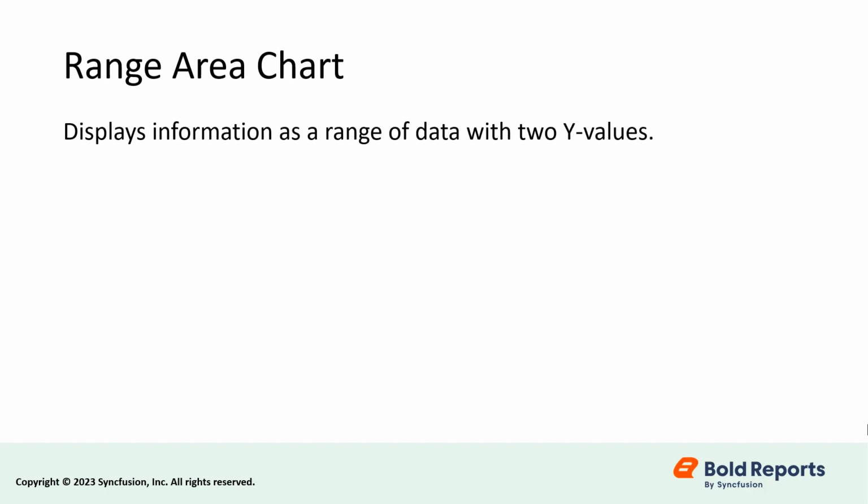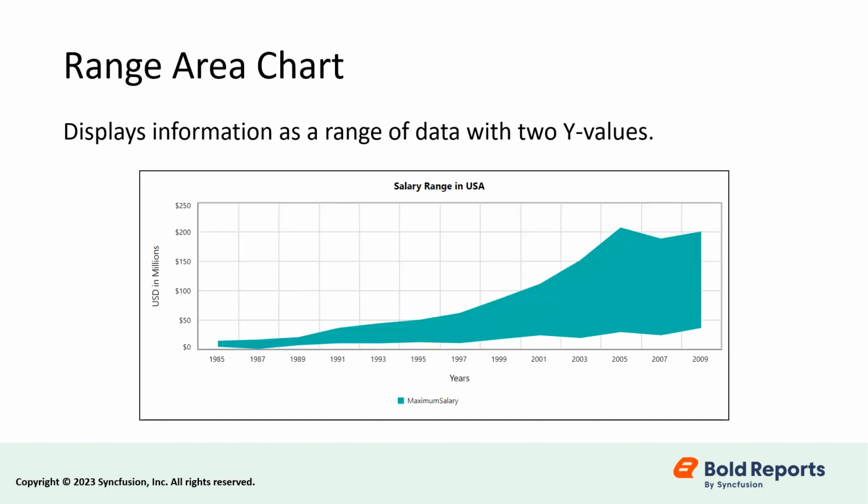Using this range area chart, you can display information as a range of data with two Y values at a time. Look at this example. It shows the maximum and minimum salary range for each year in USA.